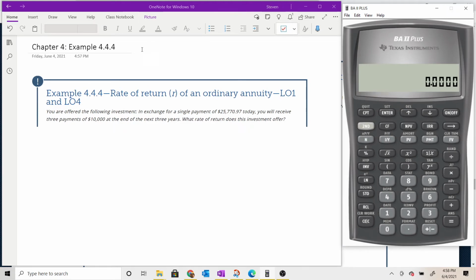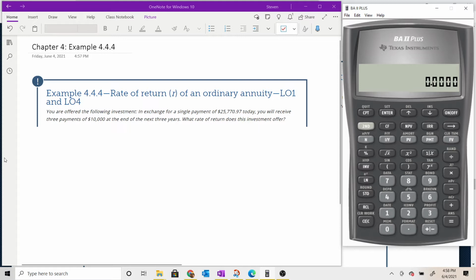Example 4.4.4. This example says you are offered the following investment. In exchange for a single payment of $25,770.97 today, you will receive 3 payments of $10,000 at the end of the next 3 years. What rate of return does this investment offer?